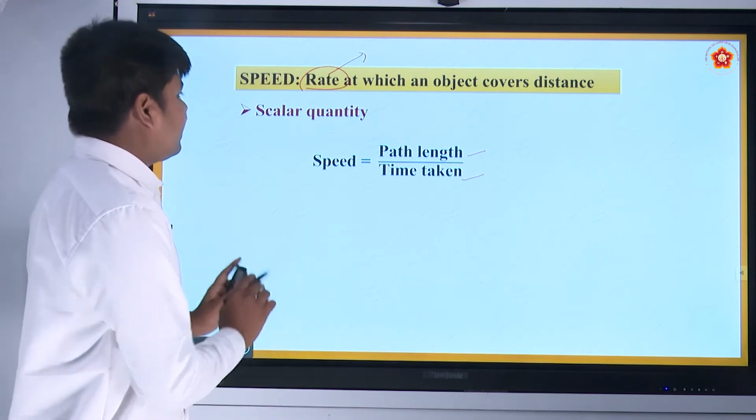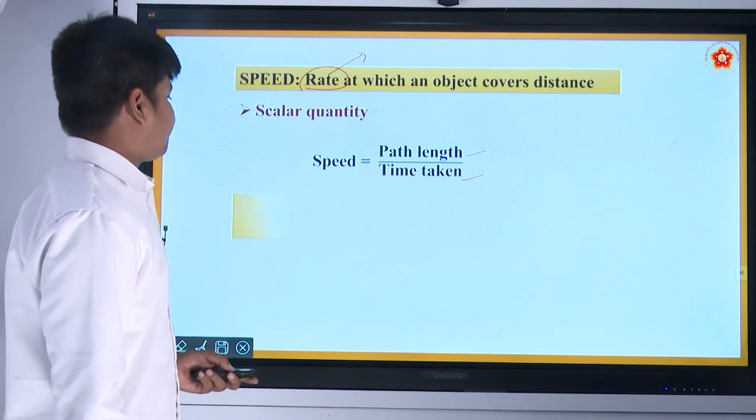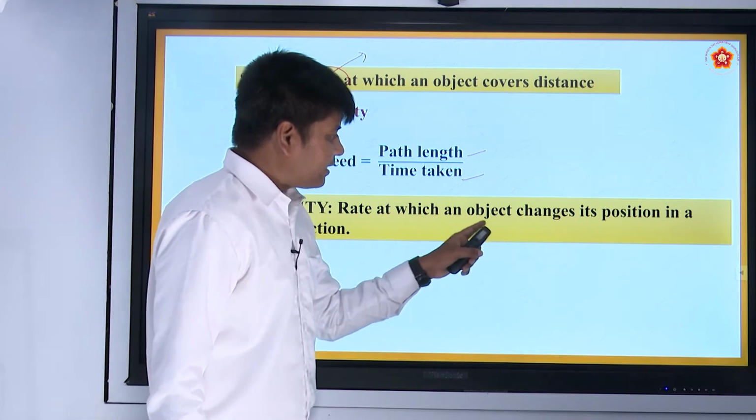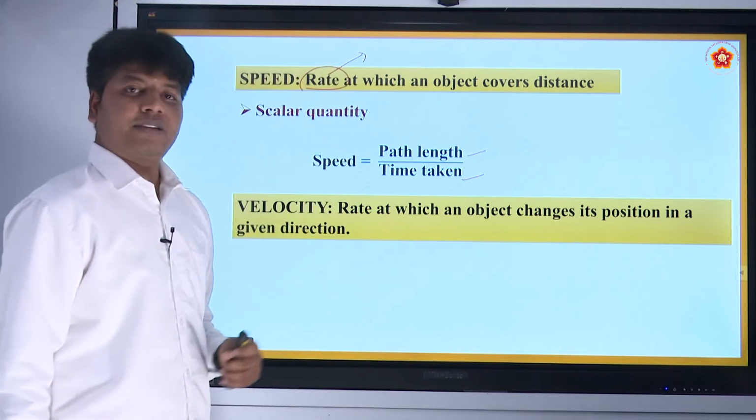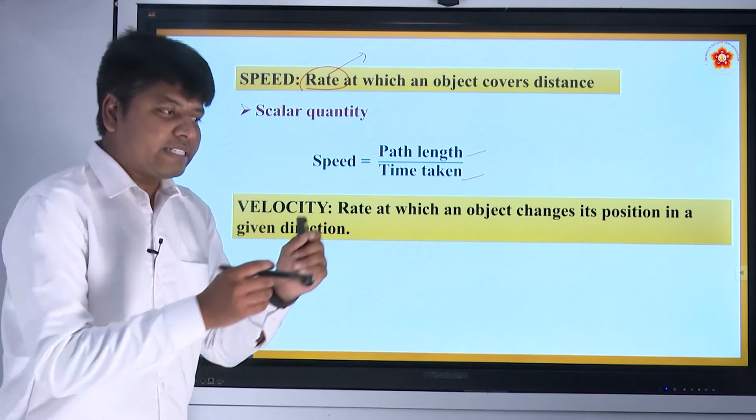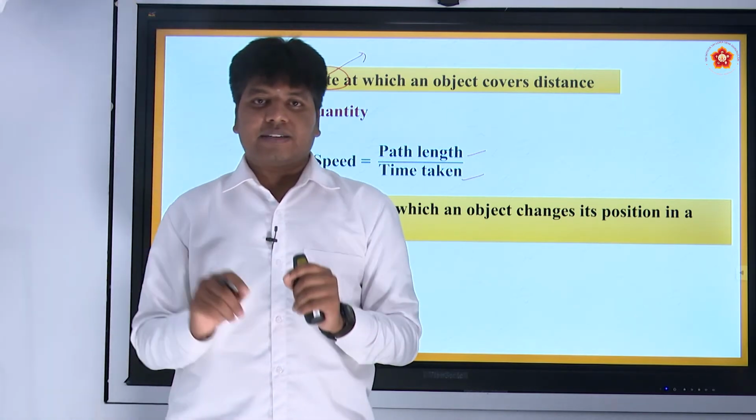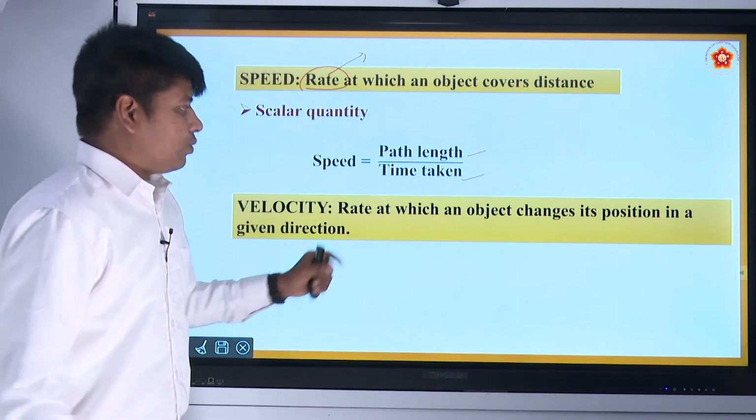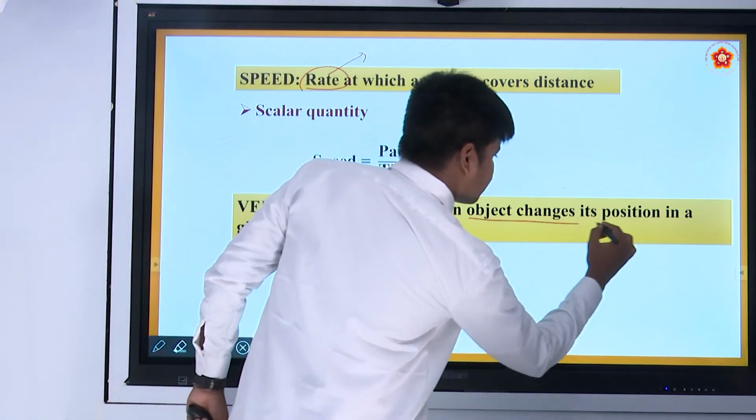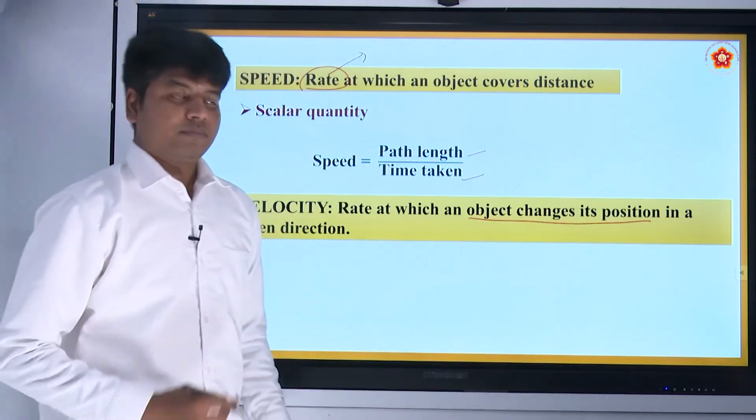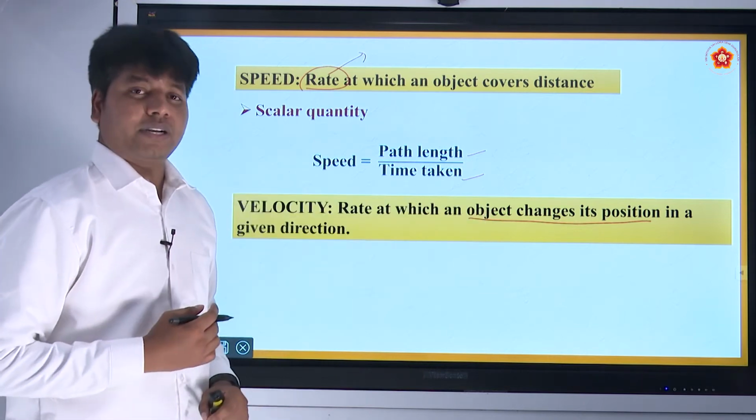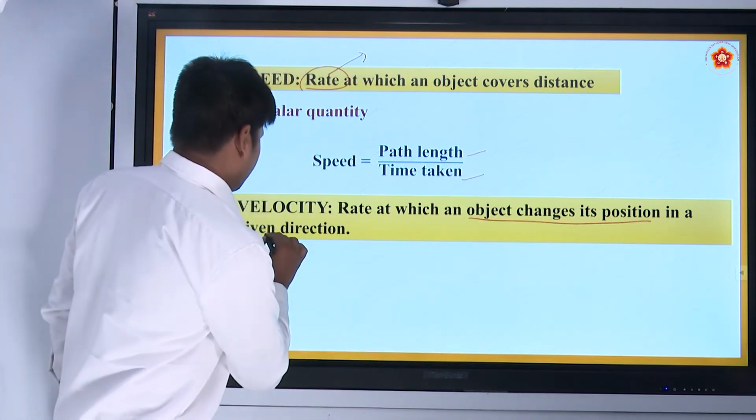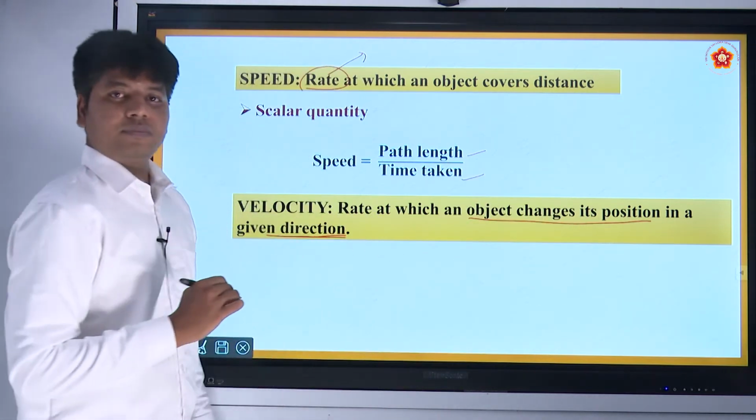So now with respect to path length we have related to time. Now let us relate displacement with respect to time. That term we call velocity. Rate at which an object changes its position in a given direction. So how the object is changing its position in a given direction, right? Here you need to know this object changes its position. This is important because when you change the position, you need to bring in direction, right?